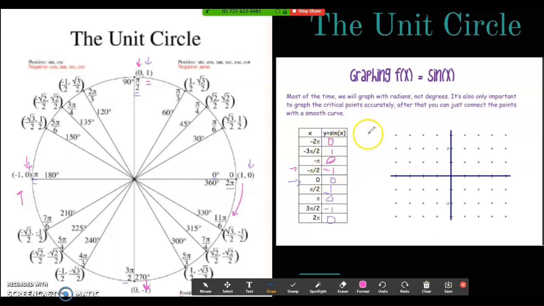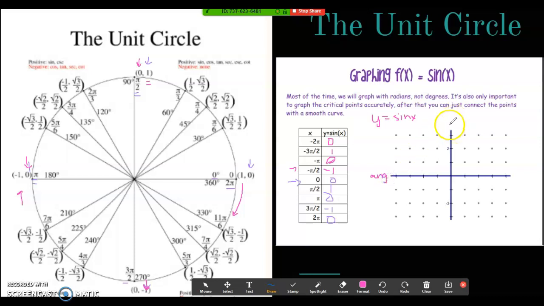All right, guys, so we got our points, and now what we're going to do is graph y equals sine of x. Okay, so we're graphing sine of x. And remember, our x-axis is going to be the angles.